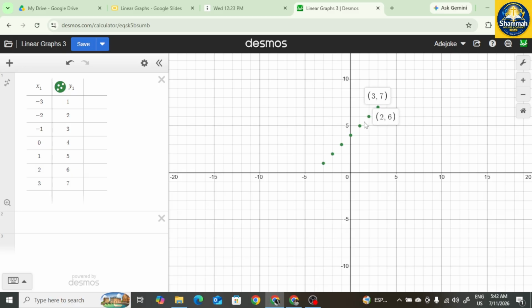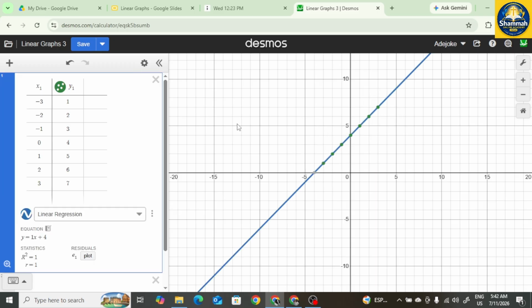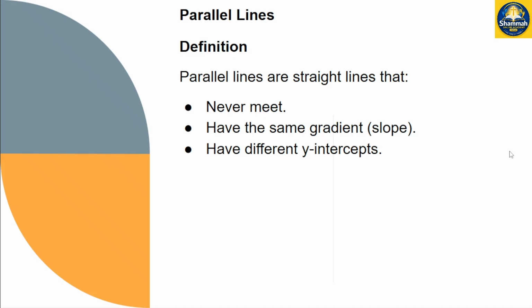So let's just look at them at a glance. Okay? Alright. So this is all these points on this table plotted on this graph. Now what I want to do next is to draw my straight line across these points and even extend beyond it. So let's do that. Alright, so can you see my linear graph?